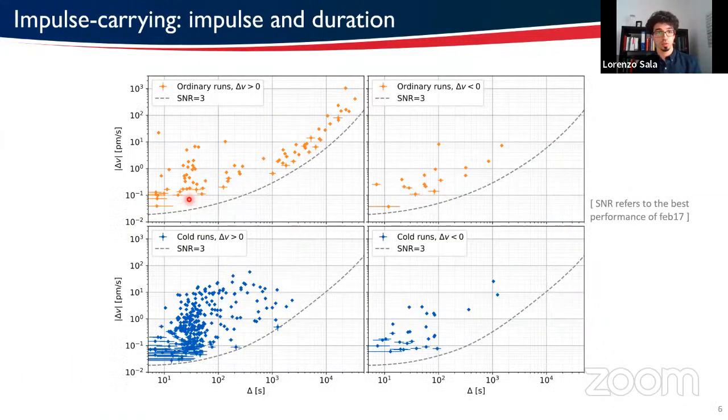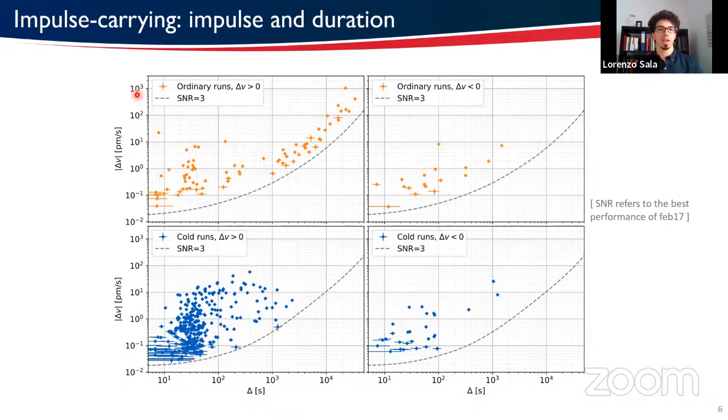We can show some plots with the correlation between this impulse and the duration. You can look at the top left plot, which shows the positive glitches in the ordinary runs. You can see that the duration spans from seconds, tens of seconds, to hours, and the transferred impulse spans from a fraction of picometers per second to even nanometers per second.